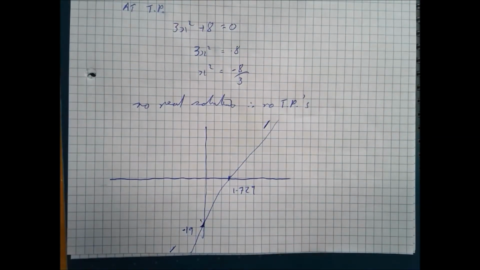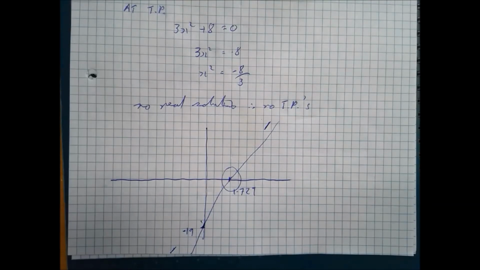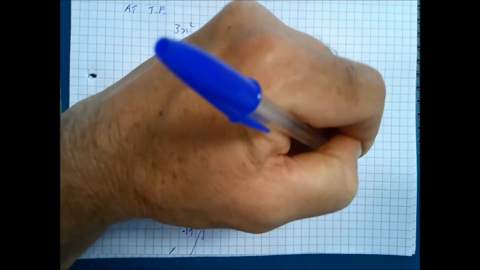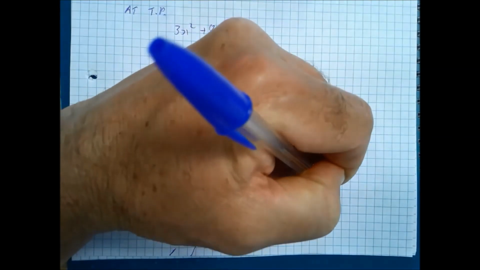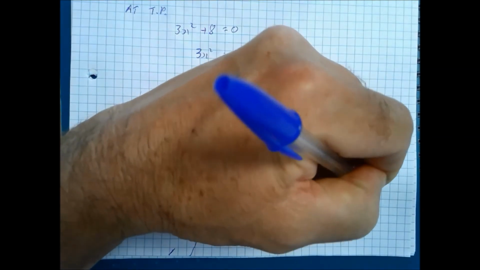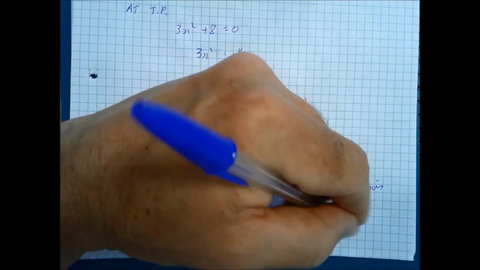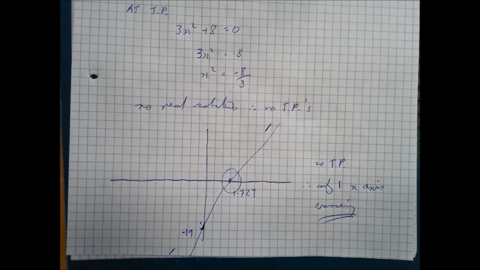What I do know definitely, though, is I don't know what it looks like exactly, but knowing there's no turning points, there can only be one crossing point at 1.729. So there's no turning points, therefore only one x-axis crossing, so only one solution.